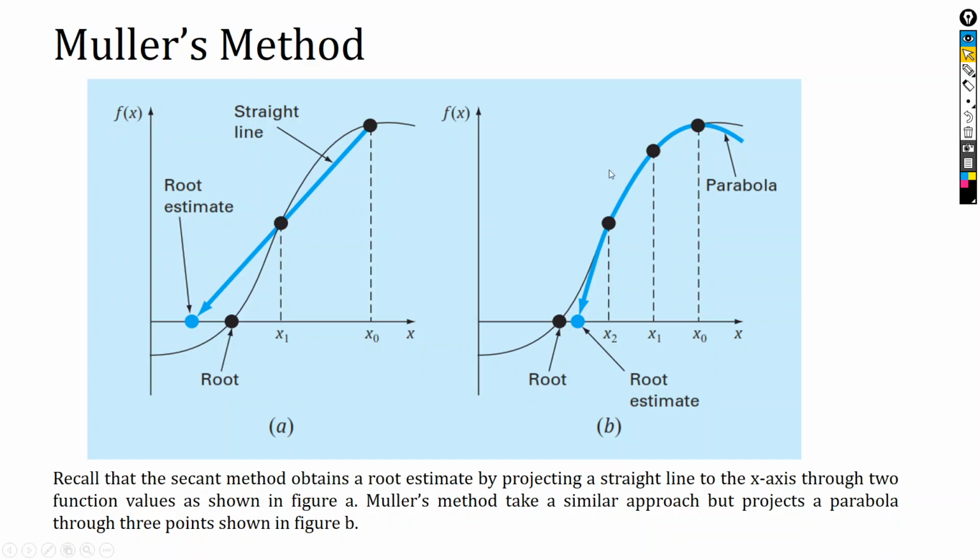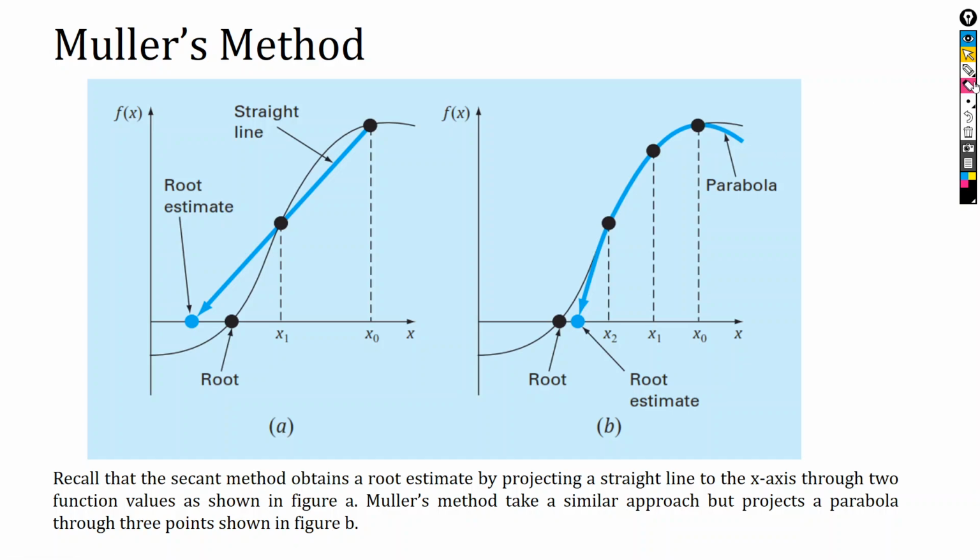The method consists of deriving the coefficients of the parabola that goes through the 3 points. So these coefficients can be substituted into the quadratic formula to obtain the point where the parabola intercepts the x-axis, that is the root estimate. The approach is facilitated by writing the parabolic equation in a convenient form.